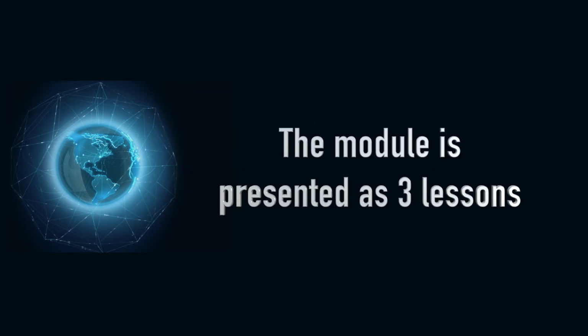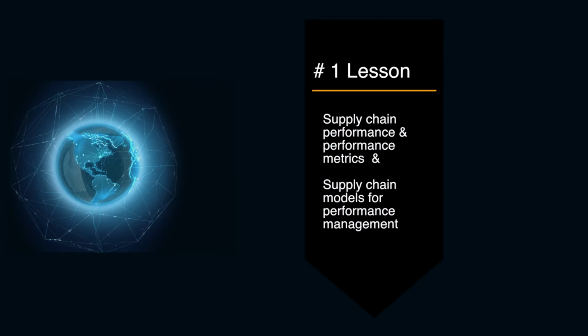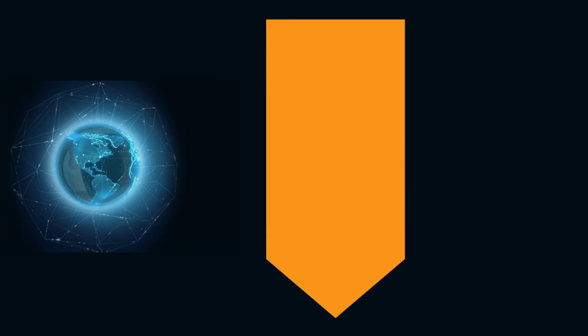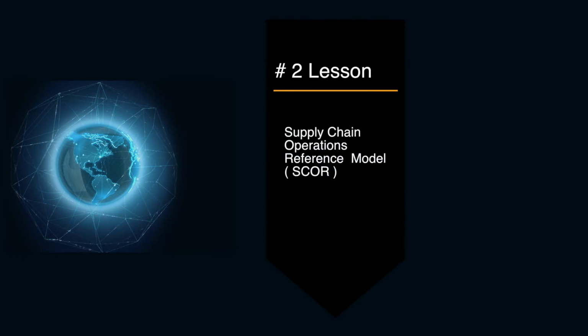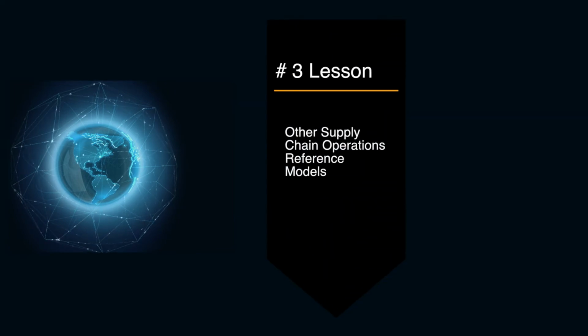The module is presented as 3 lessons. The first lesson will explain supply chain performance and performance metrics and supply chain models for performance management. The second lesson will deal in detail with the supply chain operations reference model. The third lesson will briefly explain the other supply chain operational reference models.